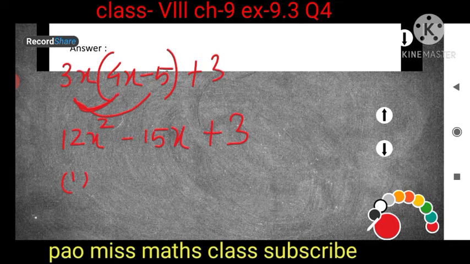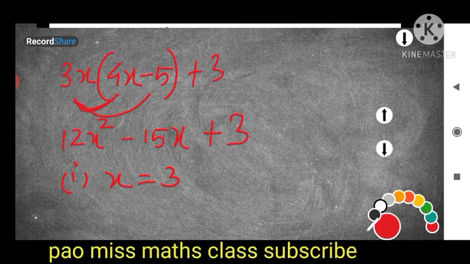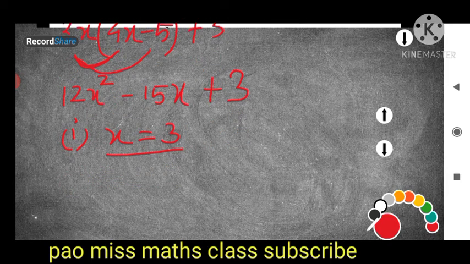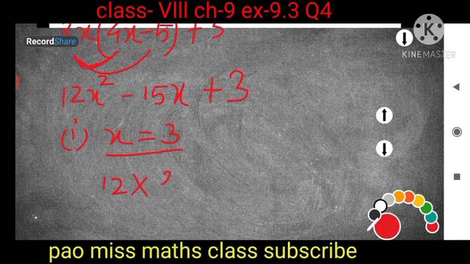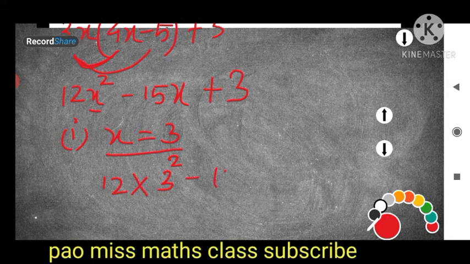Now for the first one, x equal to what is given? x equal to 3 is given. So in place of x we are going to put 3. So 12 into x square. The x value is 3, so it will become 3 square. Square is there, you have to put square. So in place of x we put 3, so it becomes 3 to the power 2, minus now 15x, that means 15 multiplied by x. And what is the value of x? The x value is 3. So 15 into 3, plus 3.